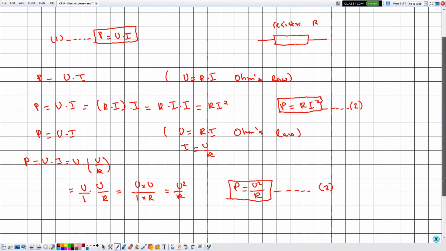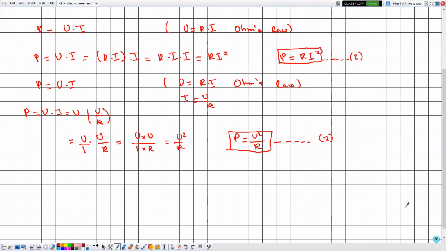So now what do we conclude? We conclude that the electric power has 3 different forms, and they are given by P is equal to U times I. This is the first form. And the second form is given by P is equal to Ri square. And the third form is given by P is equal to U squared divided by R.